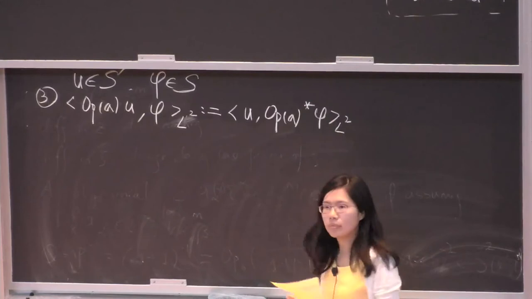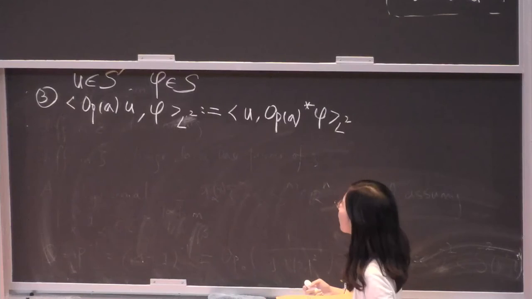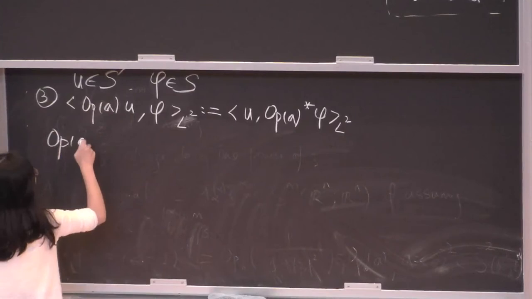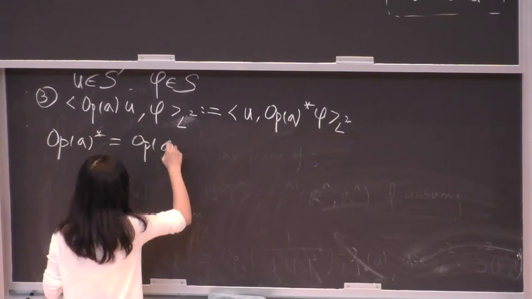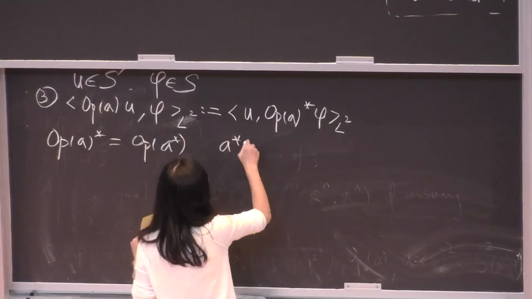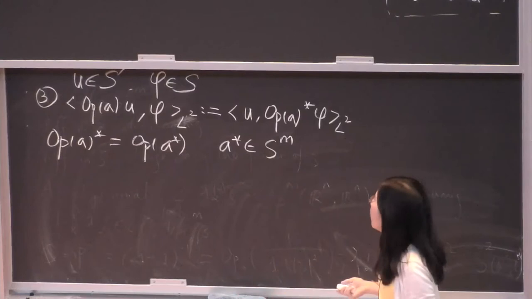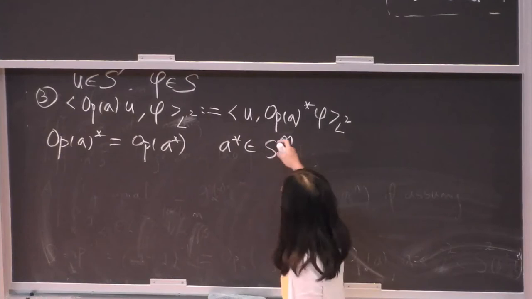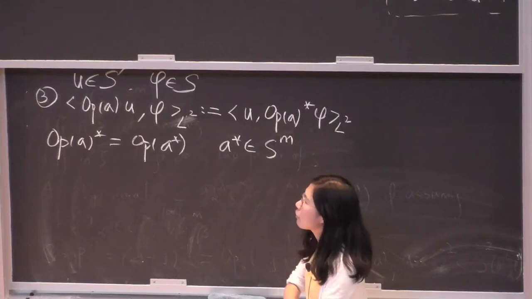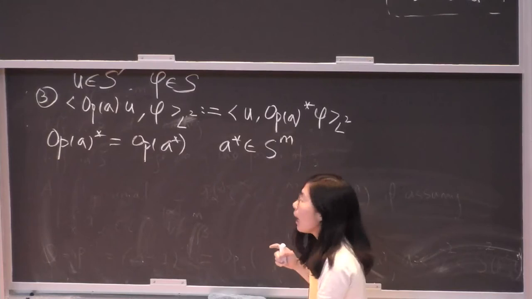All right. So I'm just transforming my problem into another problem with a new notation. But later, we'll see that this op A star is a quantization of a different symbol, which I call A star. And this A star is in the same symbol class, S^m. And therefore, the right-hand side is actually well-defined, in the sense that my phi is in the Schwarz class. So by the first line of the theorem, I know that op A star acting on phi is still in the Schwarz class, and therefore it can pair with a tempered distribution to get a well-defined action.